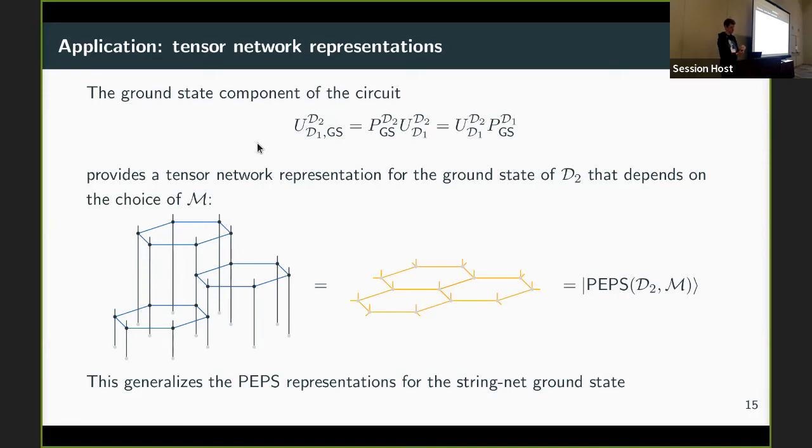It also provides a tensor network representation of the ground state of D2 that now depends on the choice of this M. So, similarly to before, you get this kind of quantum circuit, which if you act with it on some trivial state, you just get a tensor network representation of the ground state. But this now depends on the choice of this module category M. So there's some freedom in this choice of tensor network representation depending on this choice of module category M. And this construction essentially generalizes the previously known tensor network representations of this ground state.